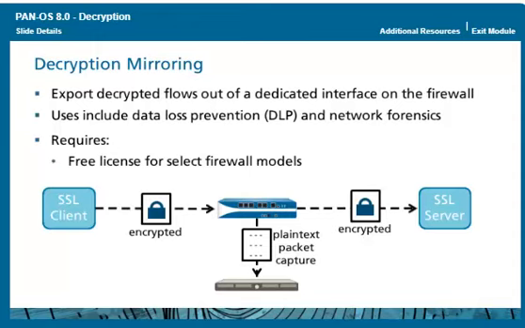The decryption port mirroring feature is available only on the PA3000 series, PA5000 series, and PA7000 series platforms, and requires a free PAN-PA Decrypt license to be installed to enable it. This free license is perpetual with no expiration date and can be requested from the support portal at support.paloaltonetworks.com.